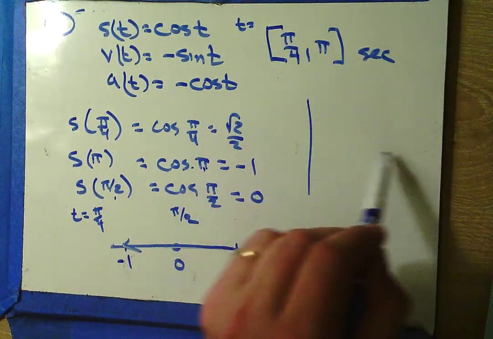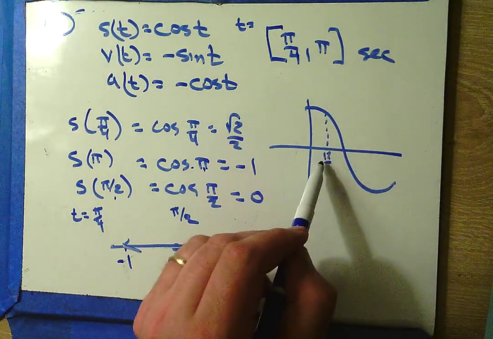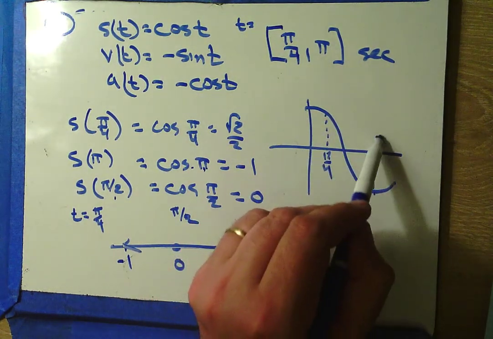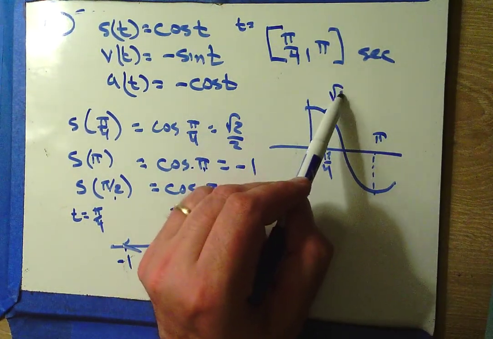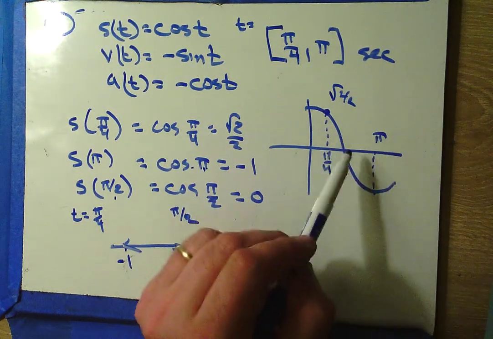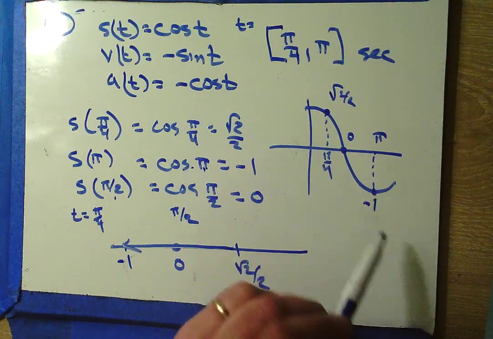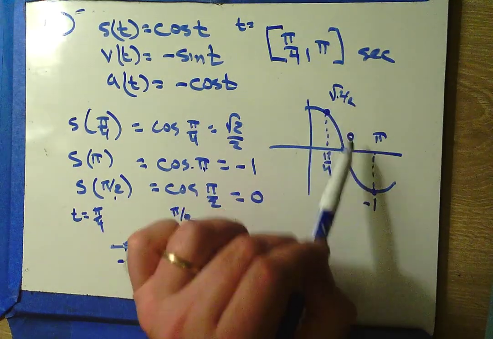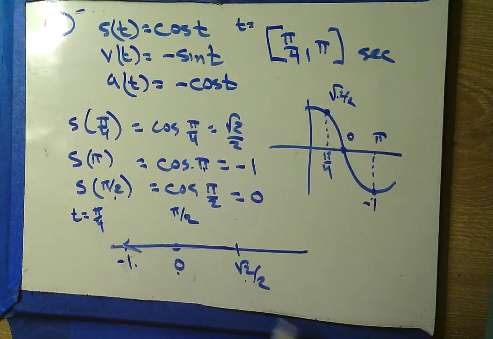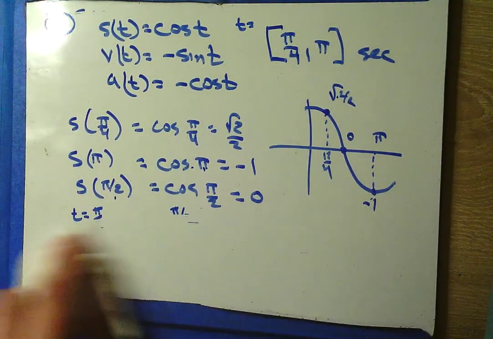When we look at the graph of S of t from pi over 4 to pi, I see originally I have a position of root 2 over 2. At pi over 2, I have a position of 0, and at pi, I have a position of negative 1. These y values are my position locations on the x-axis. Okay? All right, now let's start asking some questions.